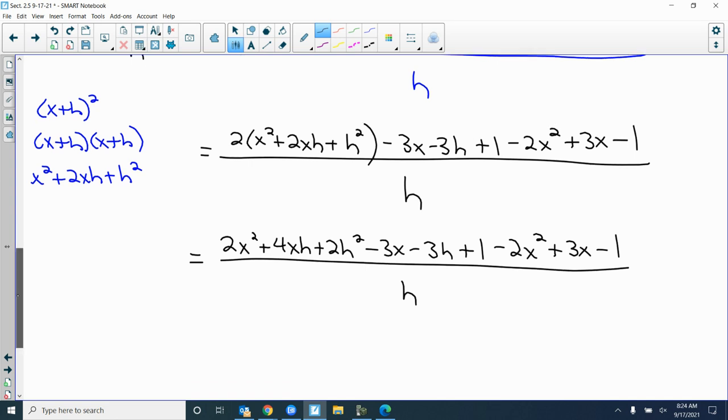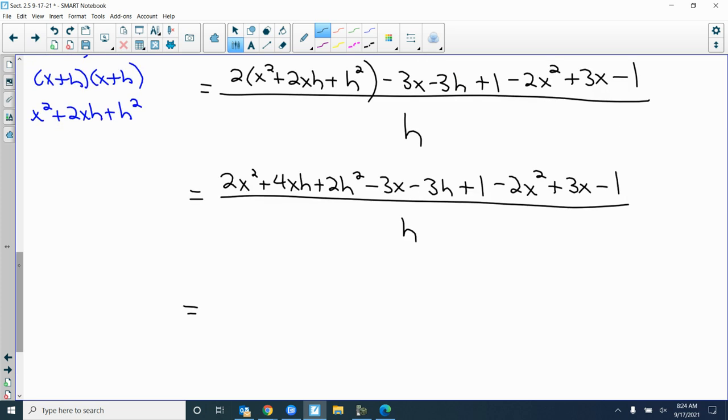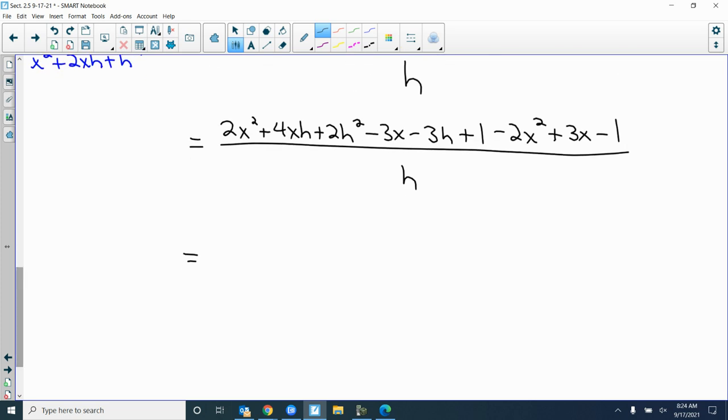Now when you're doing this, you should have things add up to 0. 2x squared minus 2x squared adds up to 0. I have a negative 3x and a positive 3x. I've got a positive 1 and a negative 1. Excuse me, the ones that add up to 0. After that, what am I left with? 4xh plus 2h squared minus 3h. Don't worry about reorganizing that. Just keep it in its order.